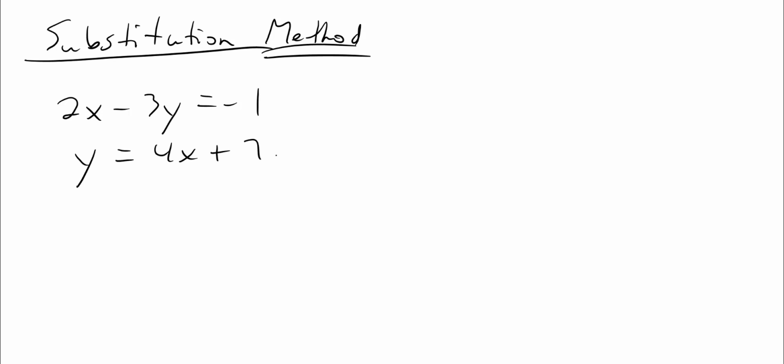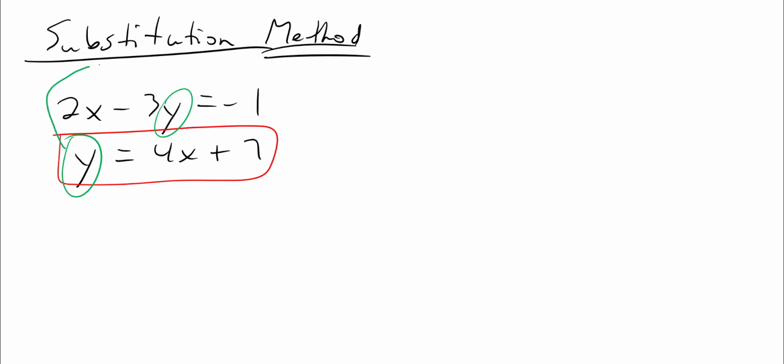Okay, substitution is really pretty easy. What you're going to do is one of the equations is going to be solved for you. So that's pretty much guaranteed when you use the substitution method. So you see how the y is already solved here? What you're going to do is these two y's are the same. Okay, they're the same because you're trying to find a coordinate where the x and the y are the same. So those y's have to be the same. So what you're going to do is you're going to substitute this y into this y.